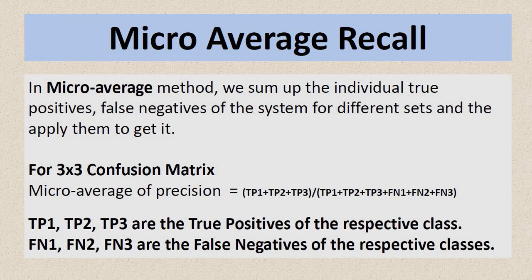And for a 3 by 3 confusion matrix, the micro average of precision, I have given the formula, is TP1 plus TP2 plus TP3, meaning the true positive for class A plus true positive for class B plus true positive for class C, divided by the sum of the true positives of classes A, B and C, plus the sum of the false negatives for classes A, B and C, which is FN1 plus FN2 plus FN3. And I have given the description of TP1, TP2, TP3 and FN1, FN2, FN3. Please pause the video and go through each and every slide.